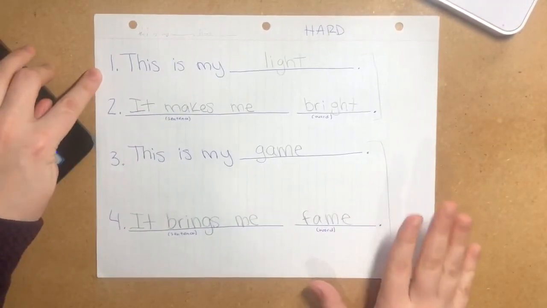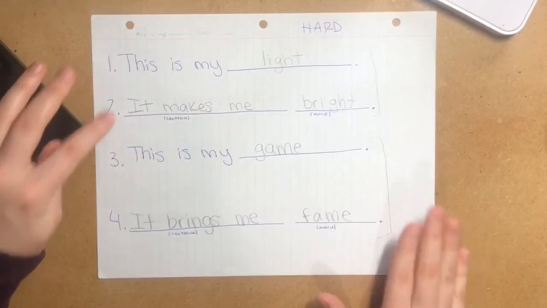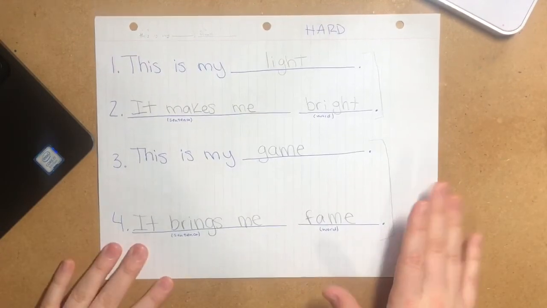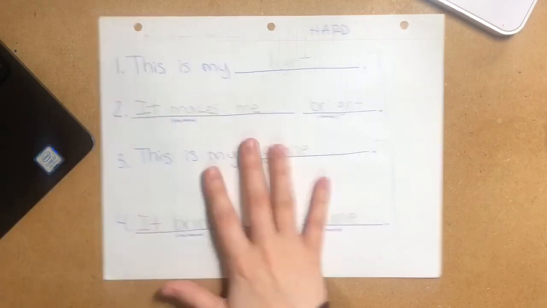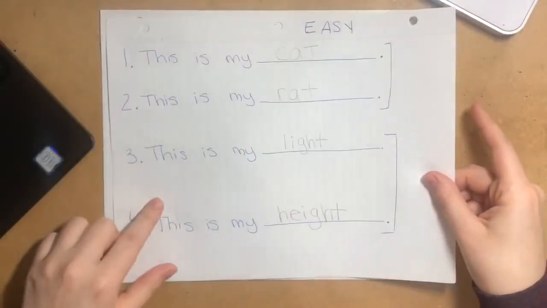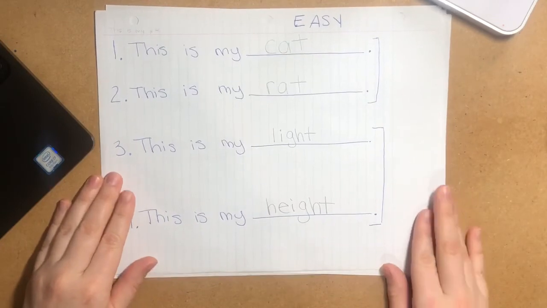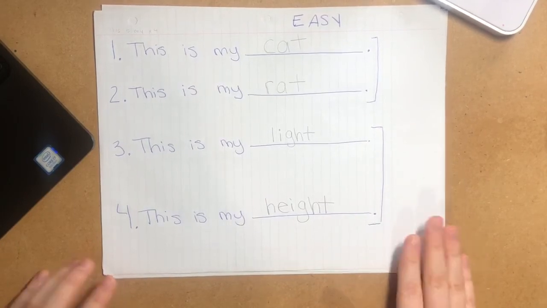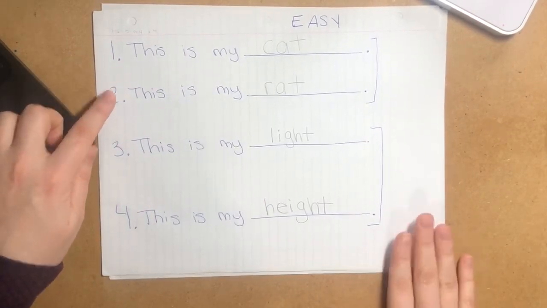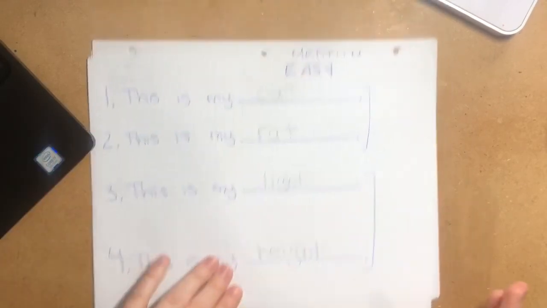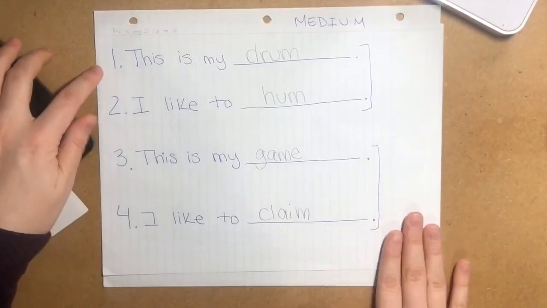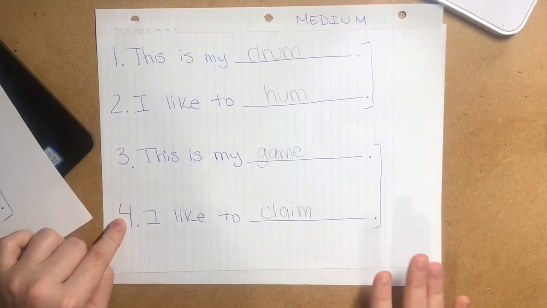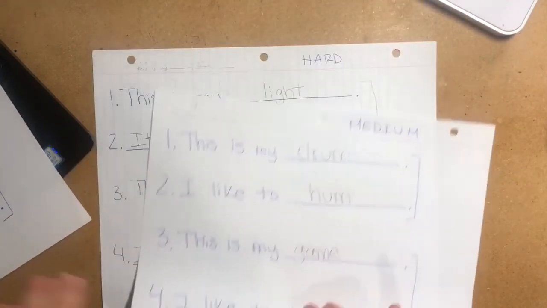1, 2, ready, go. This is my light, it makes me bright. This is my game, it brings me fame. Now I'm also going to go ahead and do, let me pause the music. I'm going to go ahead and say my easy, medium, and hard lyrics along with the beat that I made. 1, 2, ready, go. This is my cat, this is my rat, this is my light, this is my height. 1, 2, ready, go. This is my drum, I like to hum. This is my game, I like to claim. And we already did the medium one.